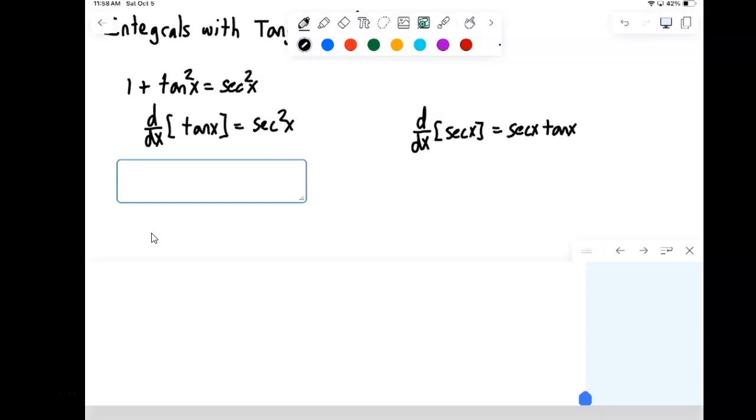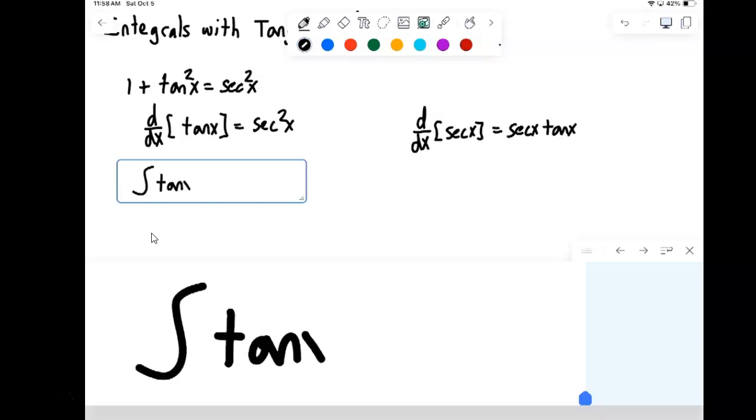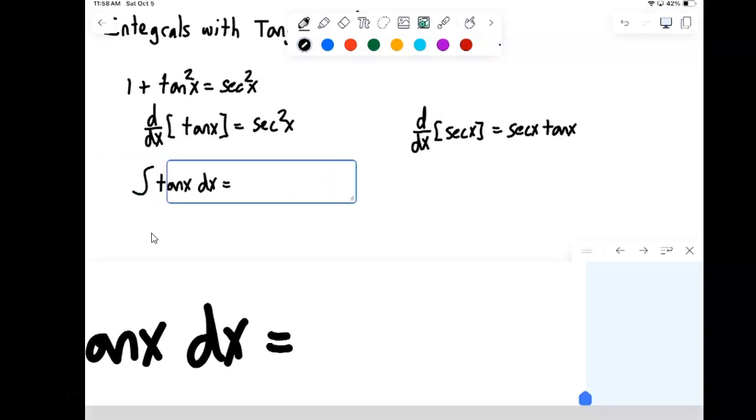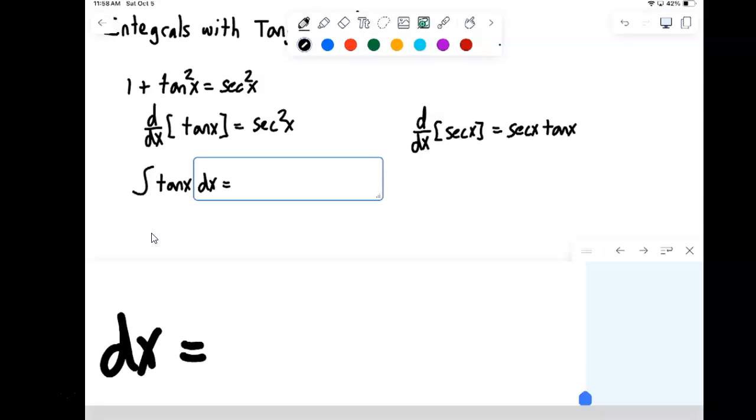What about integrals of tangent and secant? You definitely need to remember these as well, or at least remember how to do them should you come across them. The integral of tangent x dx is just straightforward.